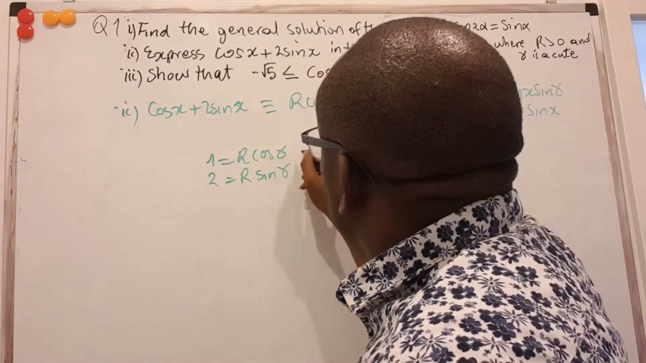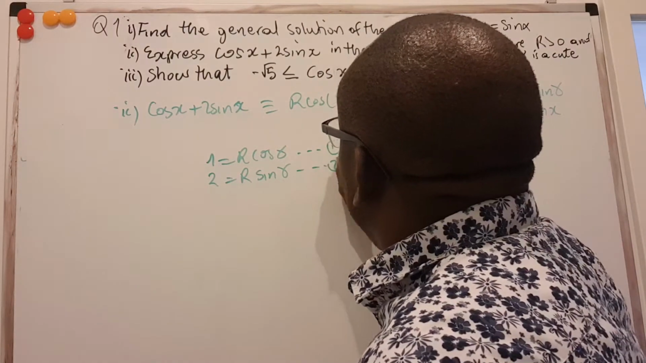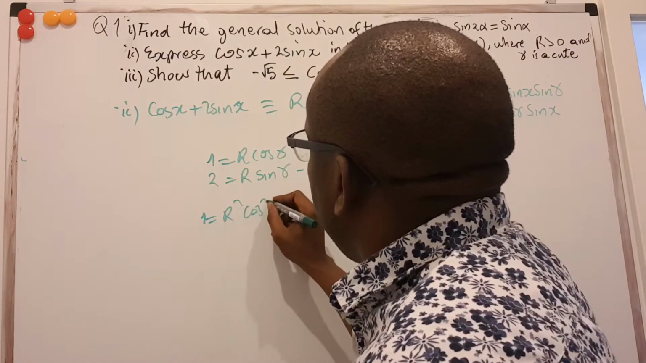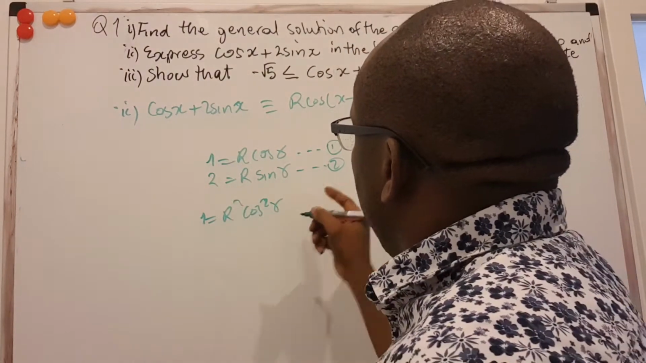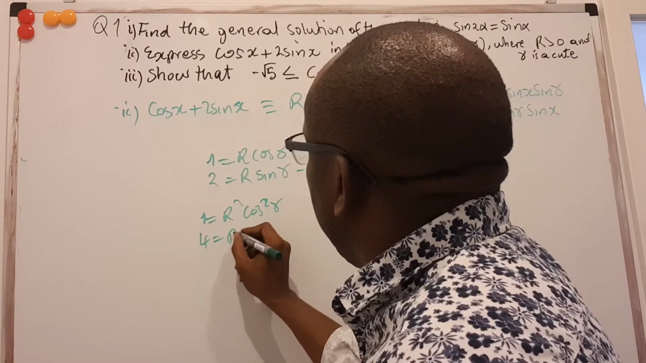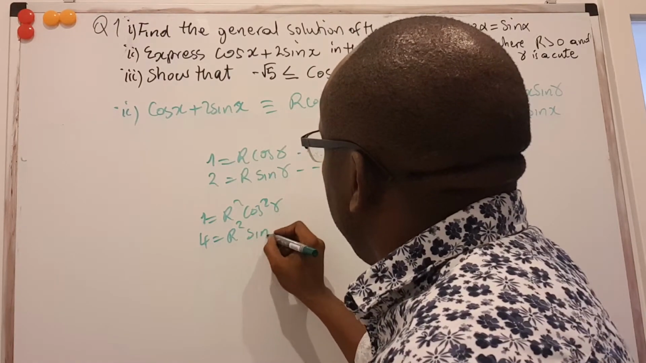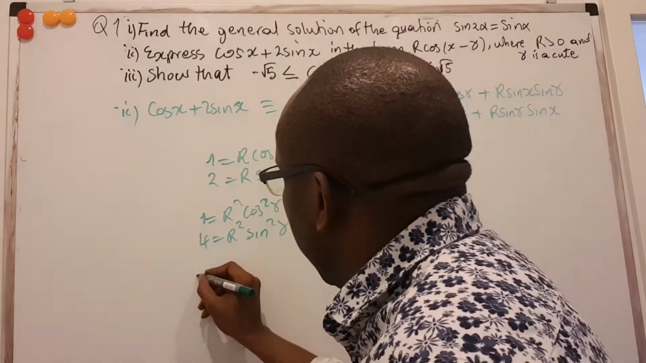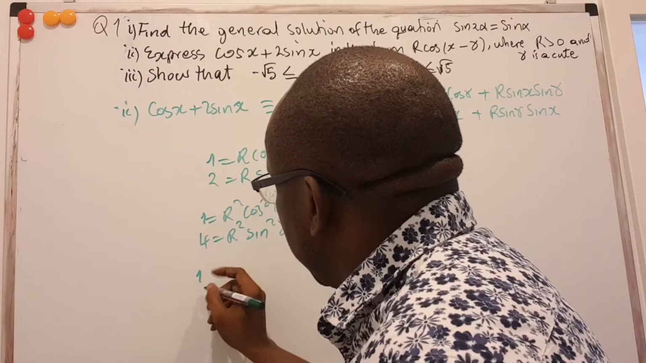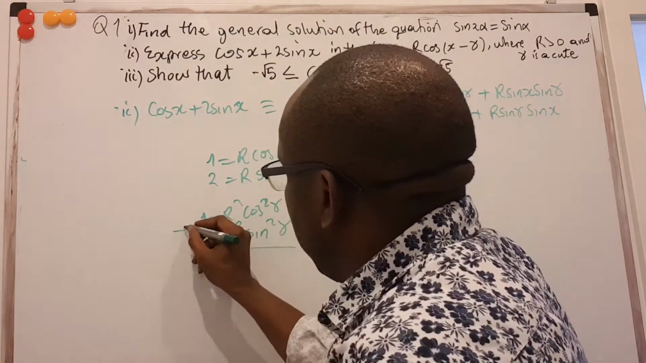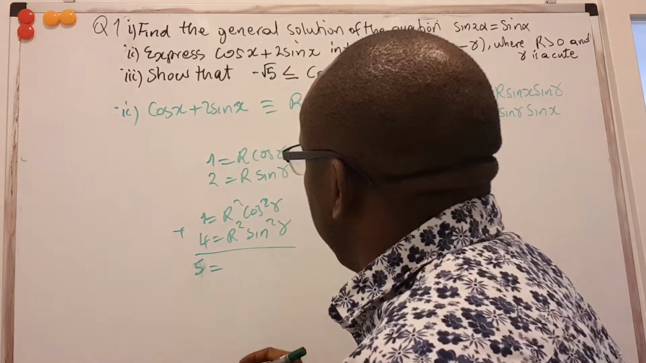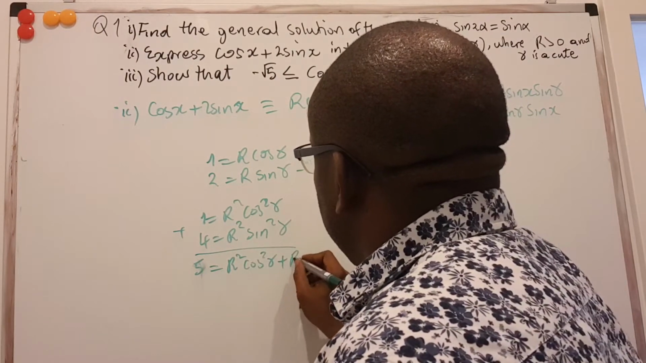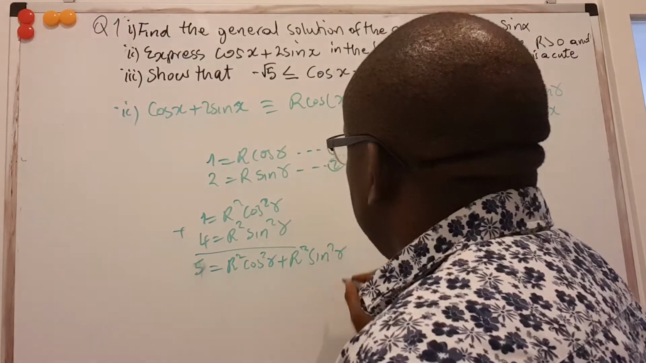If I call this equation 1 and equation 2, and I square equation 1, I get 1 is equal to r squared cosine squared gamma. If I square equation 2, I get 4 is equal to r squared sine squared gamma. If I sum these two, I get 1 plus 4, which is 5, and that should be equal to r squared cosine squared gamma plus r squared sine squared gamma.